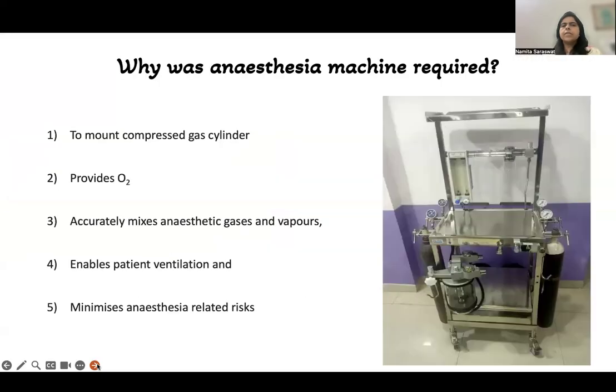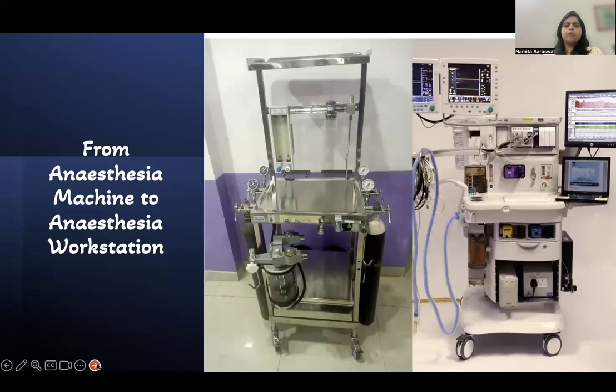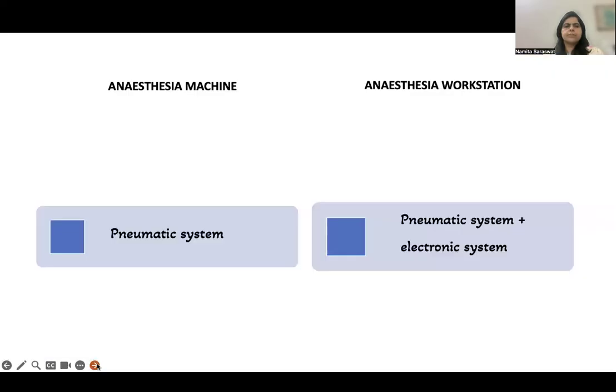Now the question is, why was there the need for the anesthesia machine? When the compressed cylinders came into the picture, there was the need of some frame where these cylinders could be mounted, and there should be some apparatus which can provide oxygen, accurately mix the anesthesia gases and vapors, enable patient ventilation as well as minimize the anesthesia risk. So this gave an idea for the invention of the anesthesia machine. Now we have moved on from the basic Boyle's anesthesia machine to these sophisticated workstations.